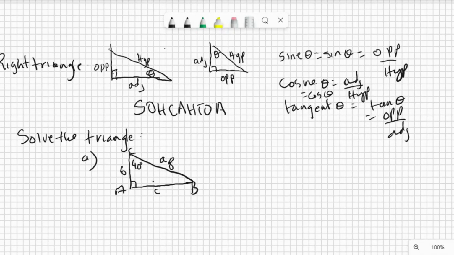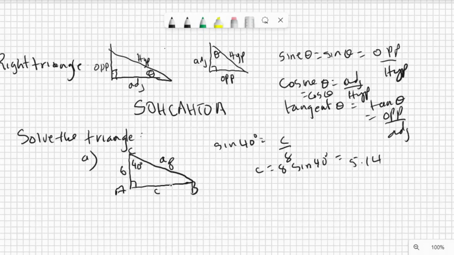My question is, what connects c with this hypotenuse and 40? So we say c is opposite to 40, and this is a hypotenuse. Opposite and hypotenuse is sine. So I have to use sine 40 degrees is equal to c over 8, which means c is equal to, cross multiply, 8 times sine 40 degrees, which is 5.14 on our calculator.